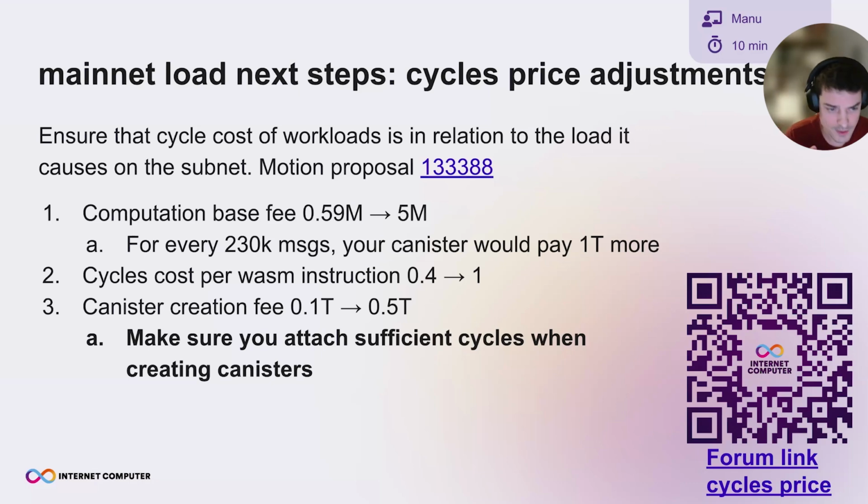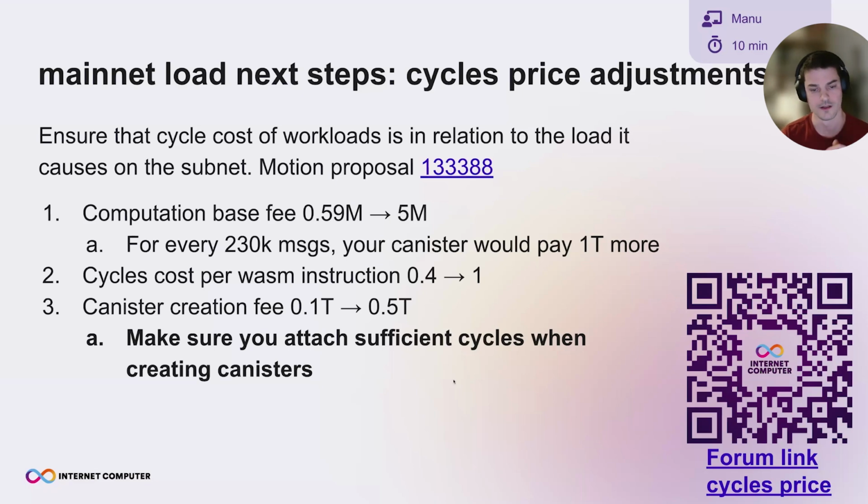Separately, we propose to increase the cycles per WASM instruction from 0.4 to 1. This is in line with that motion proposal, and the canister creation fee from 0.1T to 0.5T. Here it's important that if you create canisters from another canister, you need to make sure that you attach enough cycles when you create canisters. Otherwise, when this change becomes active, those calls would start failing.